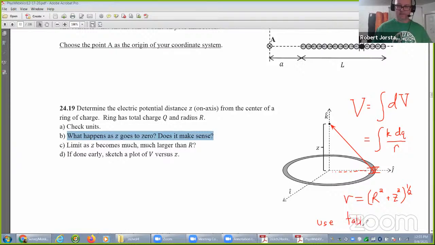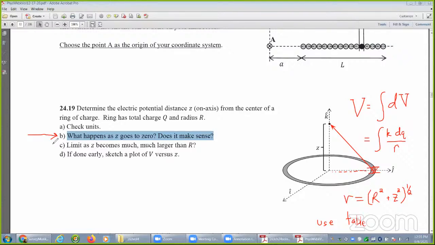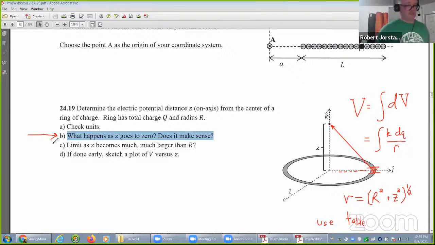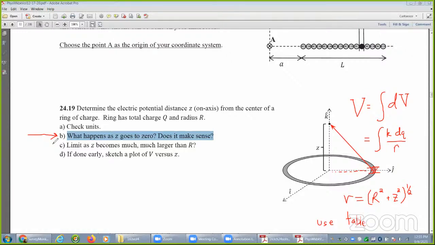But now I have this question for you. Let's focus on this question right here, part B. What do you think will happen as Z goes to 0? What value do you think the electric potential should take as Z goes to 0? How much voltage should you have at the center of the ring? 0. Okay, what makes that? The electric field goes to 0, right? Yeah. Right, because we expect by symmetry. Does the voltage have to go to 0?